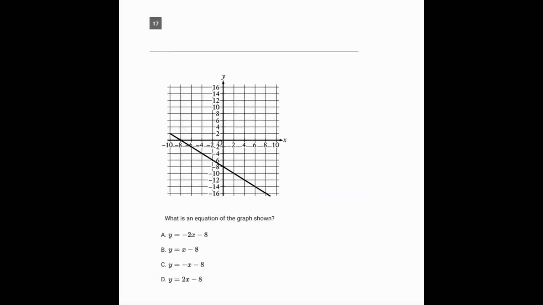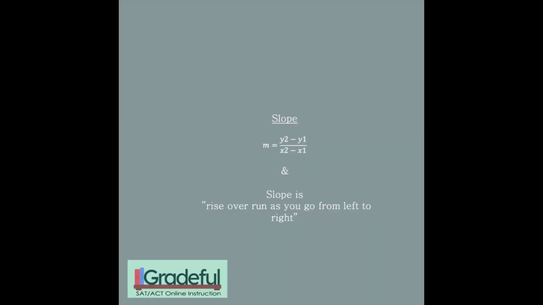Now going to question 17. Here we have the equation of the line already graphed for us. So we can get the slope as rise over run as you go from left to right. Now, when you use the slope formula to get the slope using y2 minus y1 over x2 minus x1, what you're really doing is you're measuring the rise, because the difference between the two y values is how far you moved vertically, over the run, which is the difference between the two x values.